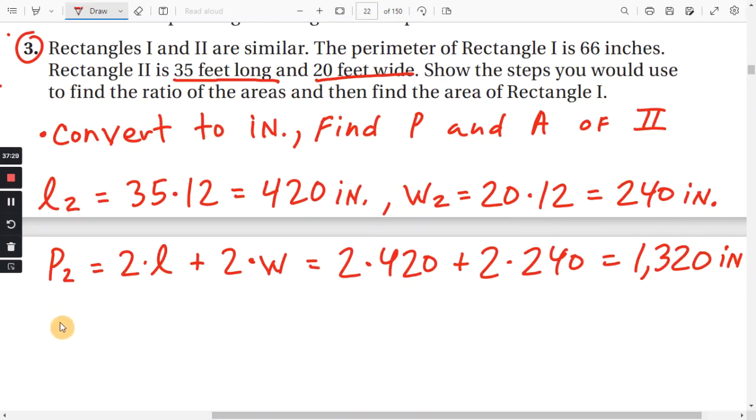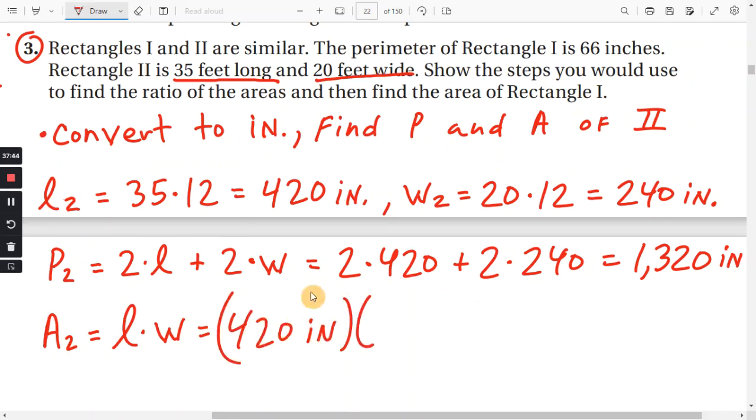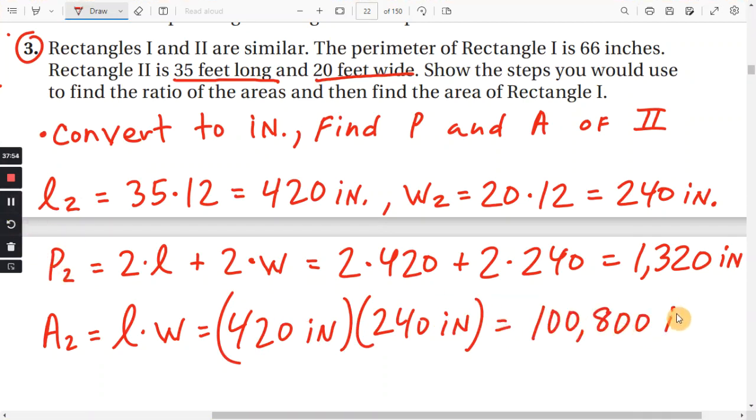And now for the area of rectangle 2, that's just length times width, or base times height. Okay, we said the length was 420. And we said the width was 240. On the calculator, I get 100,800 inches squared. All right. So let's see. They want us to find the area of rectangle 1.